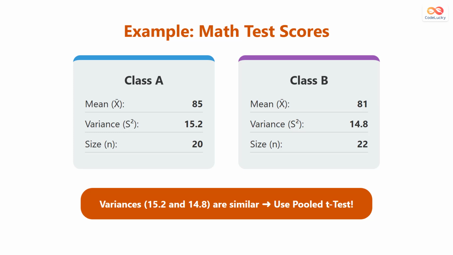Consider this example comparing math scores between Class A and Class B. Class A has a variance of 15.2, and Class B has a variance of 14.8. Since these numbers are very close, it is reasonable to assume equal variances. Therefore, we can pool these variances to perform a more powerful t-test.